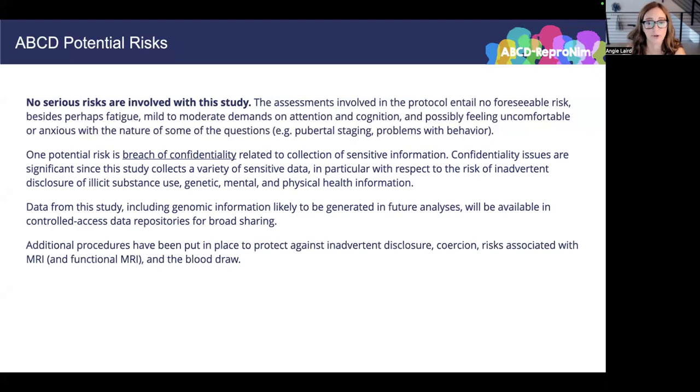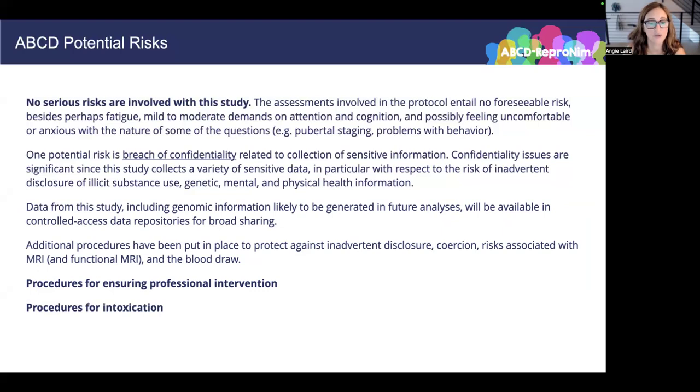Additional procedures are put in place to protect against inadvertent disclosure, coercion, and risk associated with MRI and functional MRI and the blood draw. And these have all been detailed in the Central IRB protocol managed by UC San Diego. There are procedures for ensuring professional intervention. If a participant should become uncomfortable with any of the procedures, they can stop or withdraw from the study at any time.